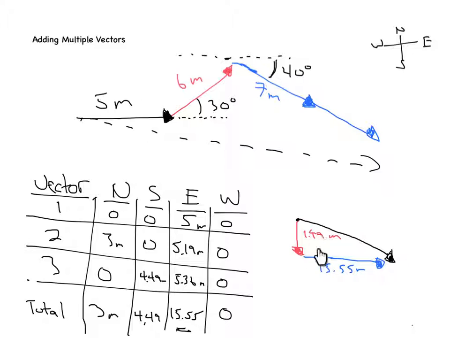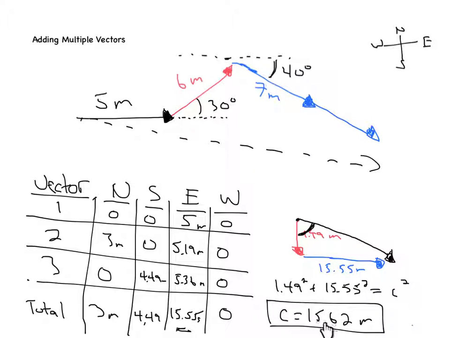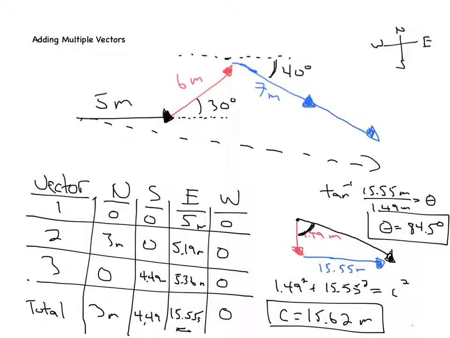So now all we have to do is the Pythagorean theorem to find both the magnitude of this and the angle. Let's find this angle here. Okay, so I'll do the Pythagorean theorem. I get a magnitude of 15.62 meters, and then let's do the inverse tangent to get the angle. The inverse tangent, I get an angle of 84.5. So again, looking at this angle, that's going to be 84.5 degrees, and we're going to call this direction east of south, right? So this is east of south.